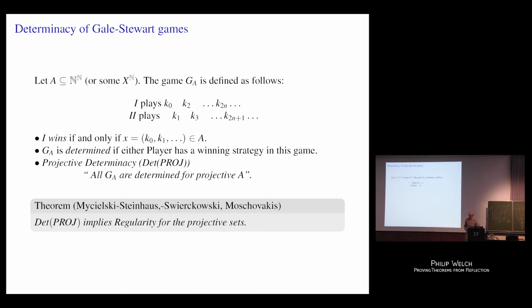Then 1 plays again a k2, and then 2 responds, and so on. So it's an infinite game, and 1 is deemed to win if the sequence of the k's ends up inside the set A. Otherwise, 2 wins here. And the game is determined if one of the players has a winning strategy. Right?